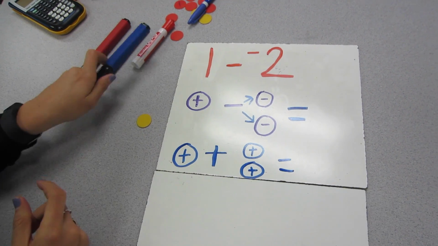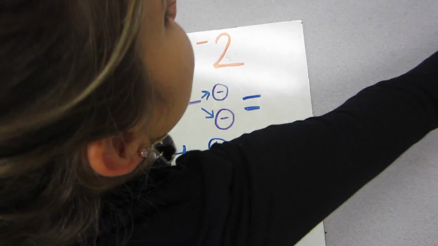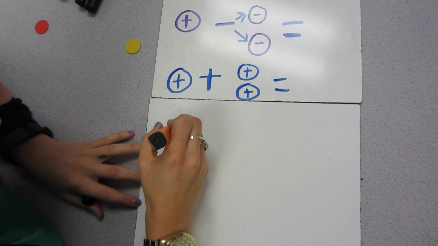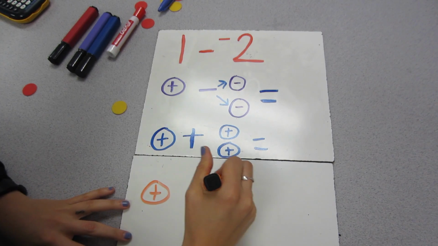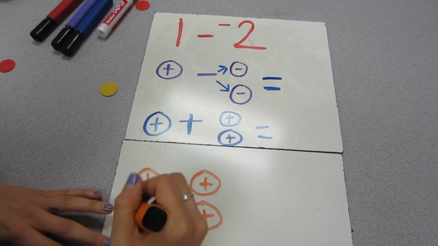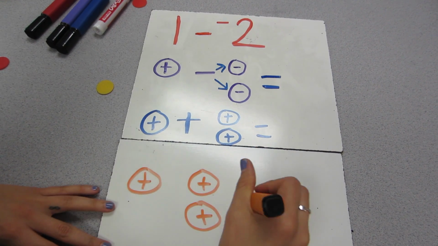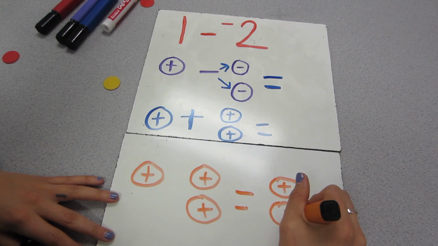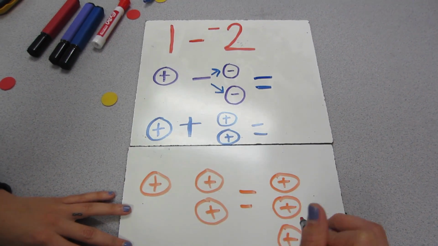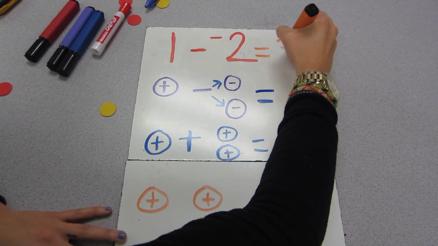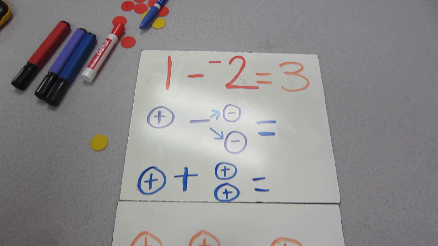And then I group them together. Positive, positive, positive. And I notice since they're all positives, then I can just group them all together. Mm-hmm. And I have 3 positives. That's right. So when you solve this, what would that be? What would you answer? This equals 3, which is a positive.